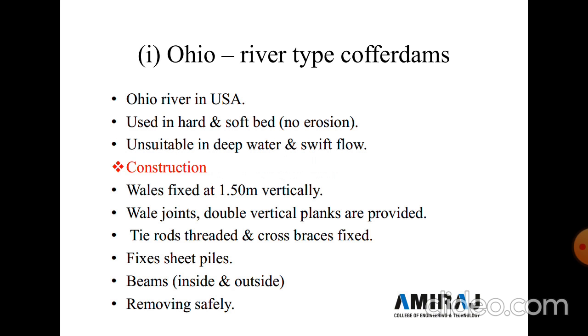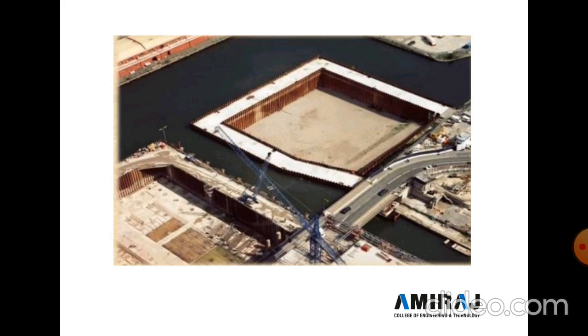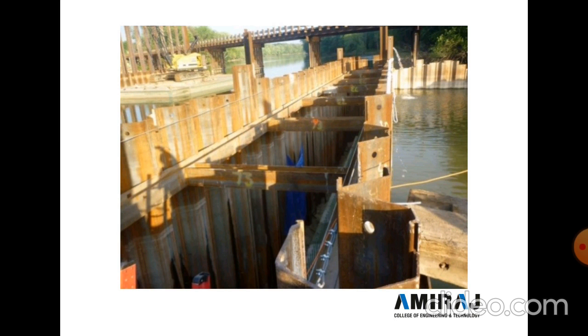It is used in hard and soft beds, and is unsuitable in deep water and swift flow. In construction, wales are fixed at 1.5 meters vertically, and well joined double vertical planks are provided, tie rods threaded, and cross braces fixed, and fixed sheet piles are generally used. Beams inside and outside are required for support, and revolving safety is required. Now see this photograph. This photograph shows the Ohio river type cofferdam. So here sheet piles are compulsorily required.